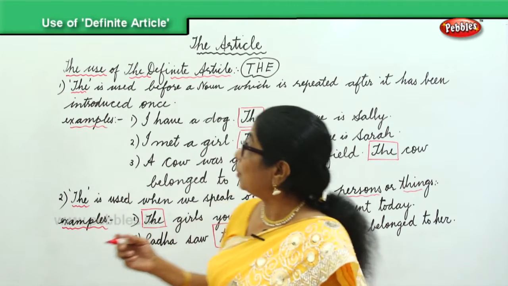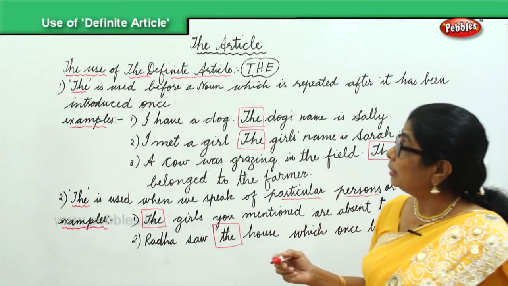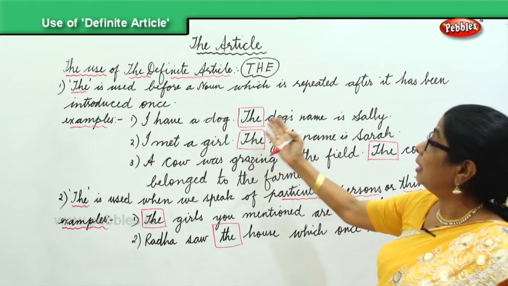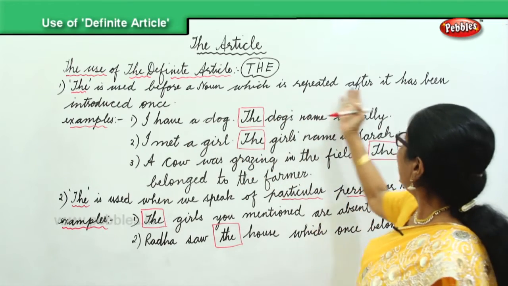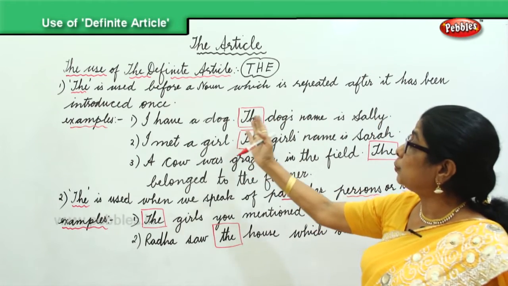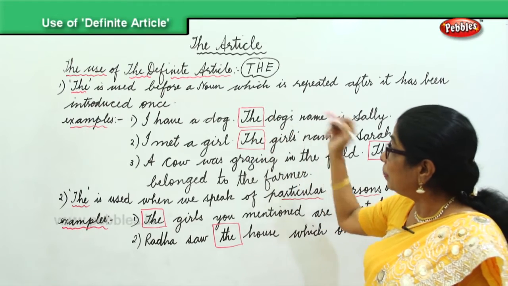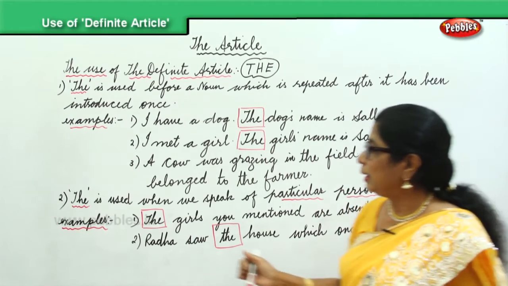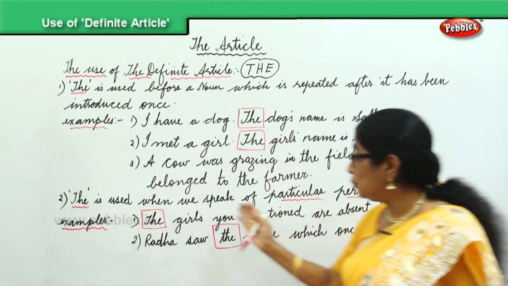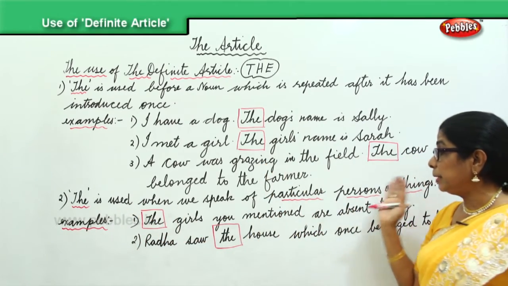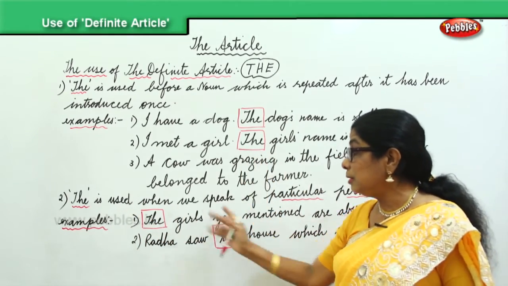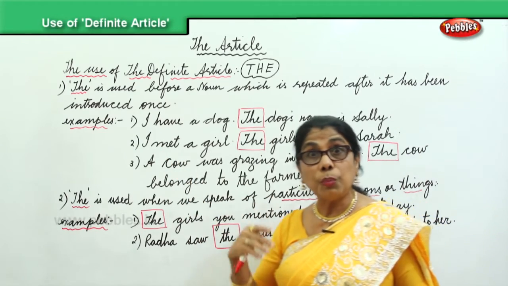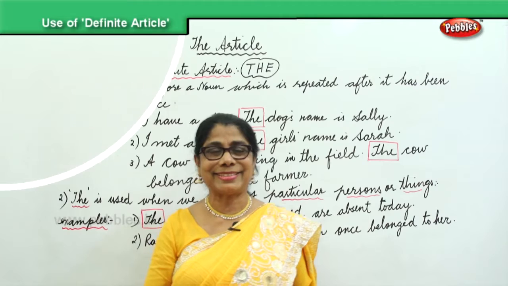You see, in the use of the definite article the, in the first category the noun had been repeated after it has been introduced once, and then you use the dog's name, the girl's name, the cow. In the second, the is used when we speak of a particular person or thing. The girls you mentioned. Radha saw the house which belonged to her once.